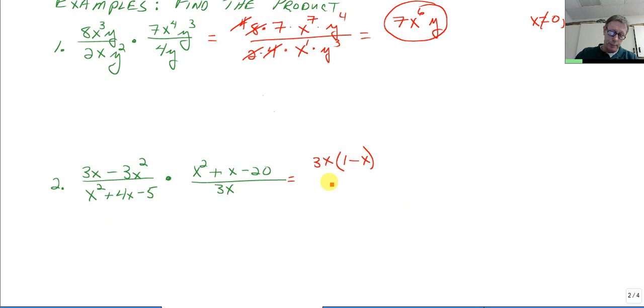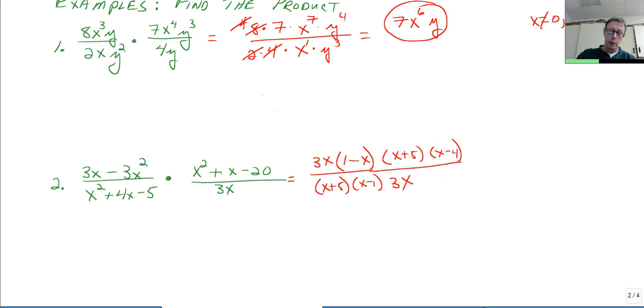Then for the denominator of that, I'm going to have two numbers that add together to give me 4 and multiply together to give me negative 5. That would be x plus 5 and x minus 1. And when those multiply together, of course they're all going to form one big fraction. I have x squared plus x minus 20. Let's factor that. Two numbers that add together give me 1 and multiply together give me negative 20. That would be x plus 5, x minus 4, and then I have 3x.